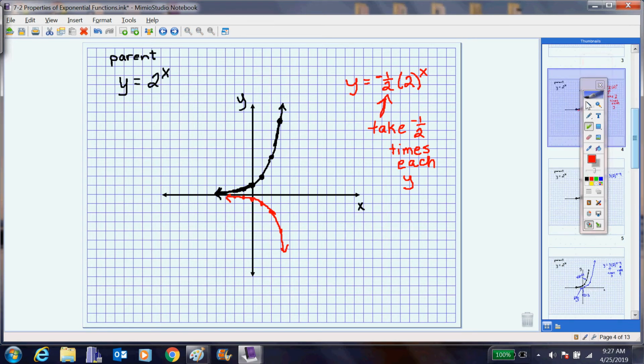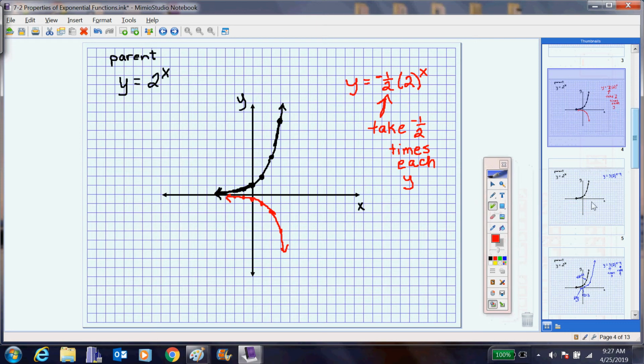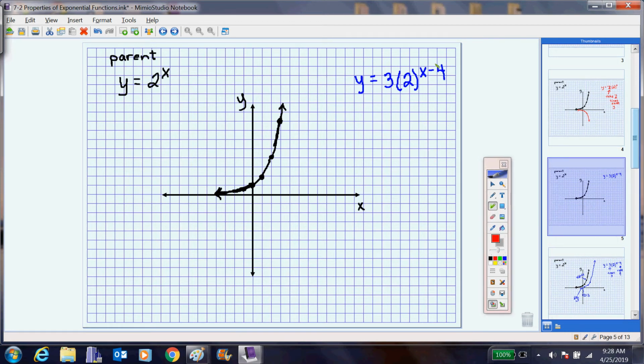We need to then take a look at, well, what about some of those other locations? What about when you have a number right here? That should be on your sheet to fill in. Okay, so we're ready.